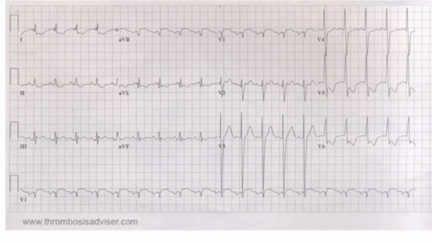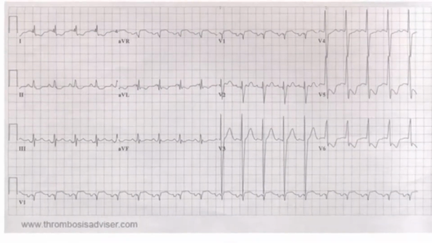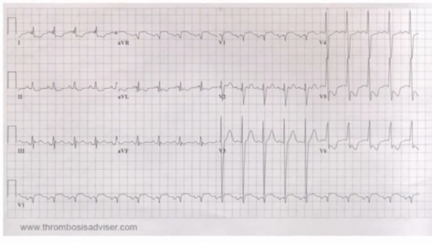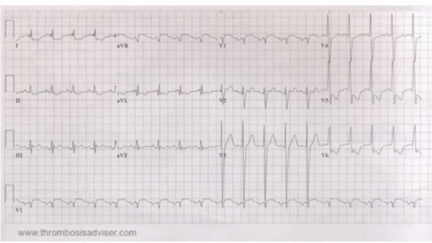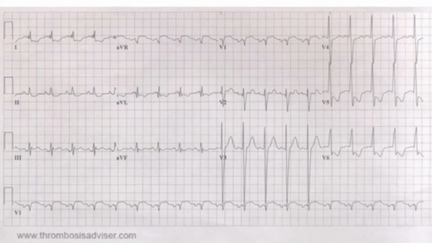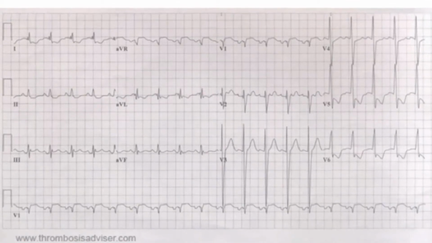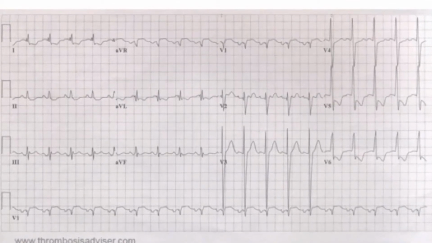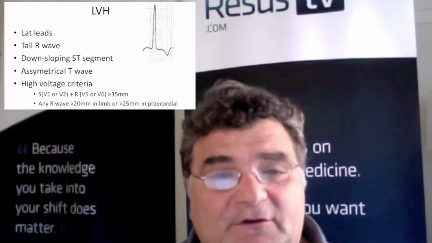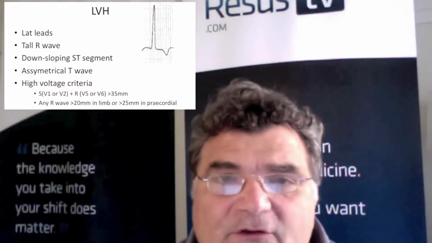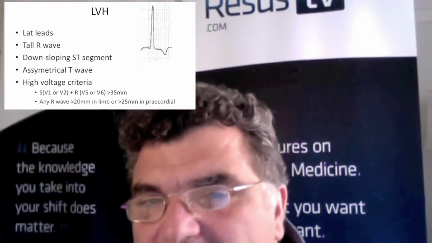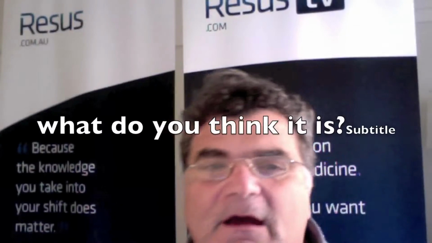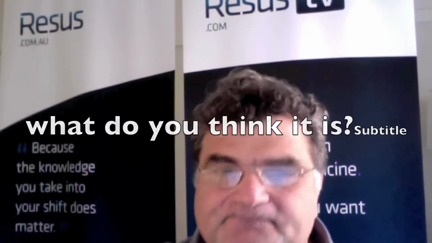If we look at left ventricular hypertrophy, it tends to occur in the lateral leads. There's a tall R wave, which we saw here. There's a downsloping ST segment, and there's an asymmetrical T wave. Usually the T wave has this appearance of a tick. And if you see that downsloping tick, it's more likely to be left ventricular hypertrophy. And then the ECG has to have some high voltage criteria. So this isn't quite left ventricular hypertrophy, and it may be ischemic.